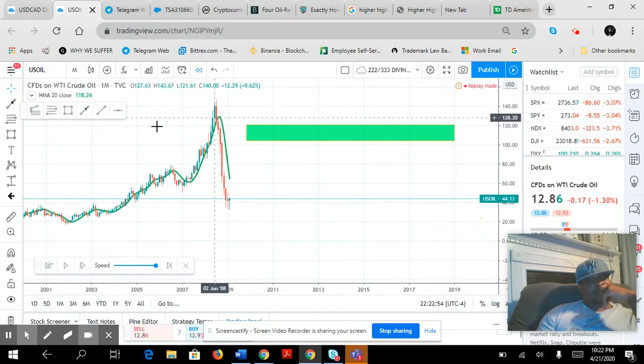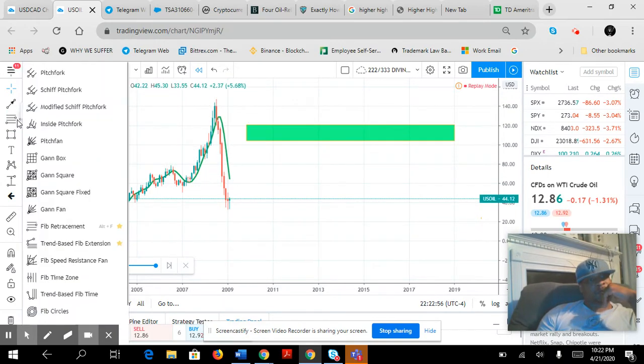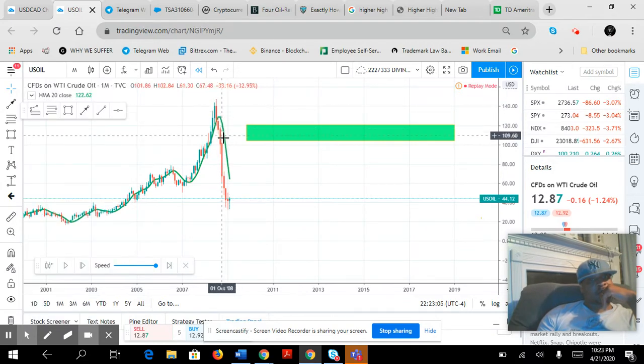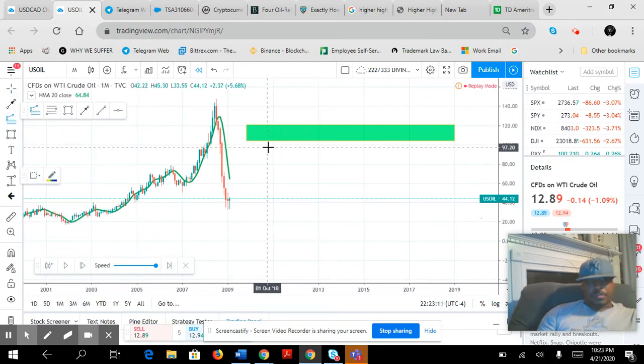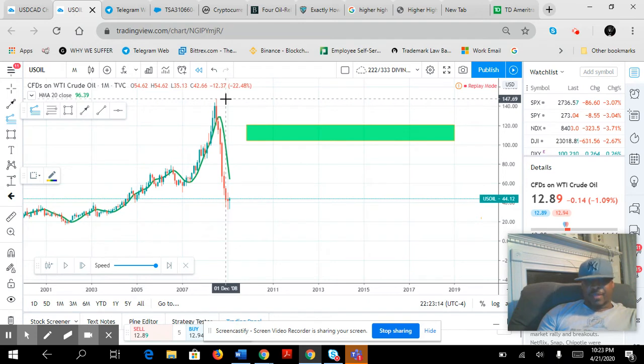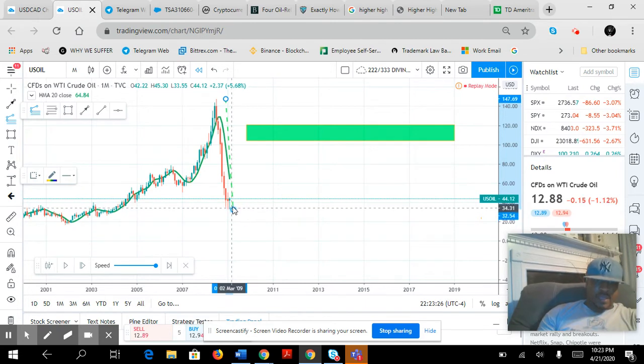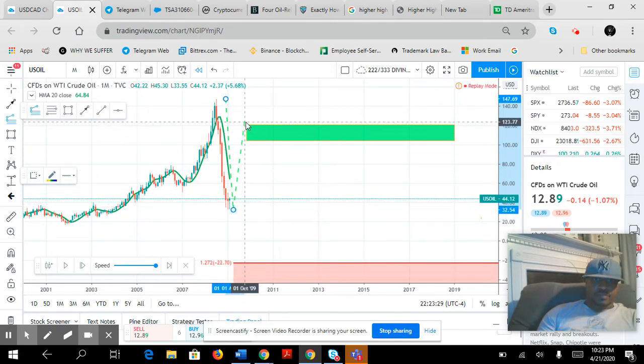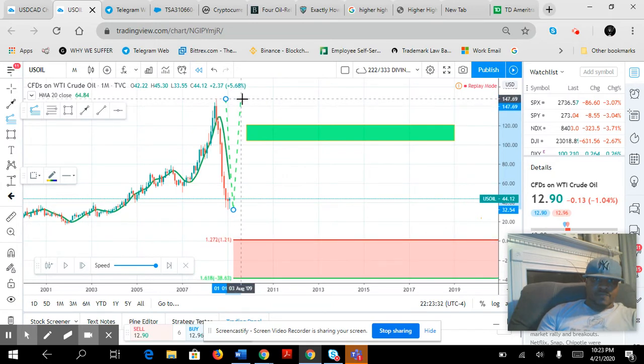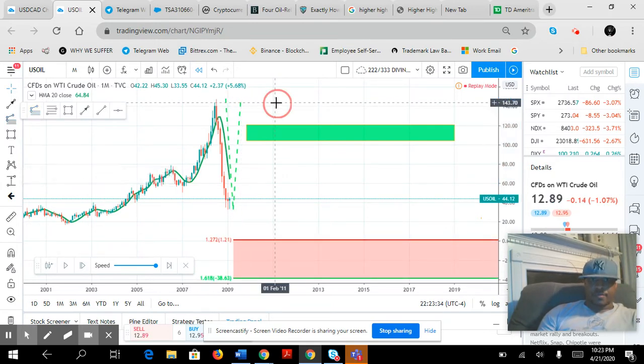And now we're going to measure this. So we'll go back over here to the tools, the trend-based extension tool. You click on it. Start from the top, then click it and go back. Let's come out to the side a little bit. Click. See the little green line? Drag it straight down, or you can go to the side a little bit. Click again. Drag it back up to the same level. Click it. Boom.